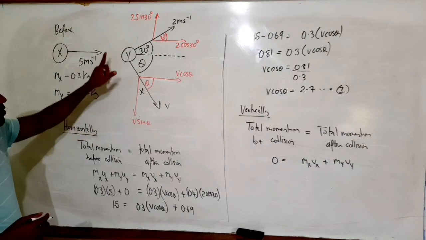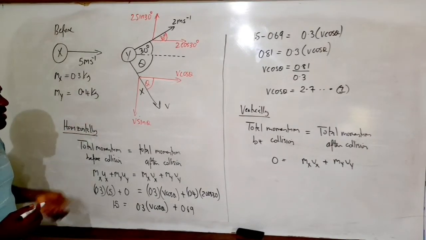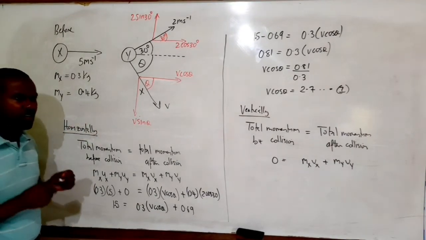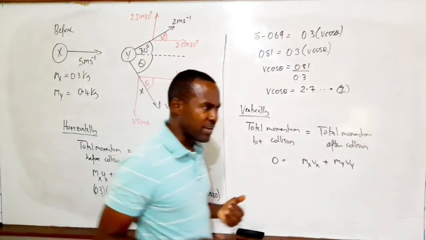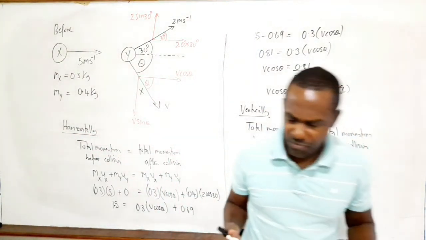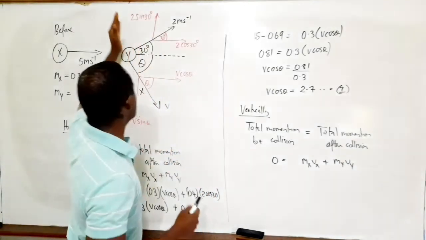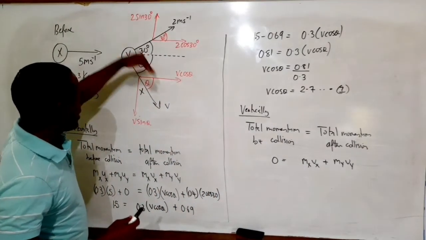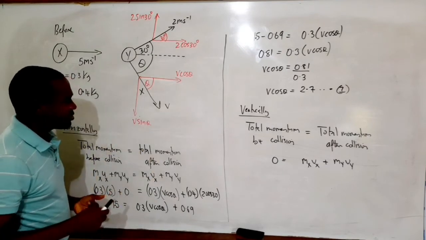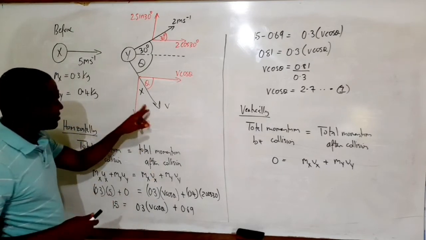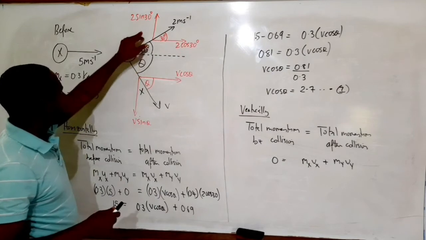But y is moving vertically upwards with a velocity of 2 sine 30. So because bodies are moving in opposite directions, we have to assign one direction to be positive and one to be negative. And customarily, we take upwards or positive y as positive and downwards negative y as negative. So we'll basically let this value be negative and that be positive.